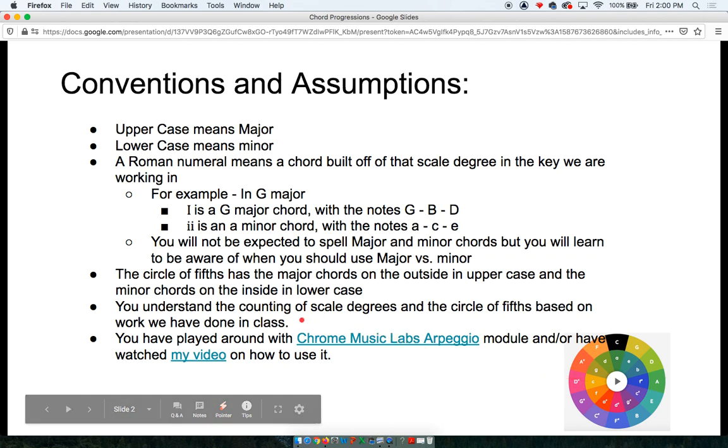Okay, and then you understand that the counting of the scale degrees, based on the work we've done in class, is that the key you're in is 1, and the next letter is the next number. Okay, you're going to want to follow these links to go play around with this Chrome Music Lab module, and if you're confused on how to use it or want to hear me describing how to use it, here's a link to a video.